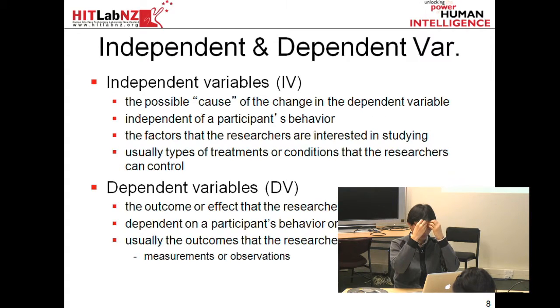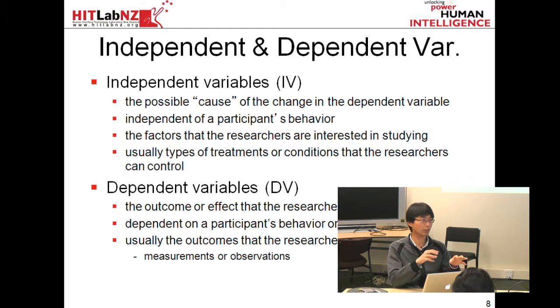So a little bit more detail about each component in your user experiment design. The independent variable is basically a variable that is independent of the participant behavior. So using different keyboards, whatever they do, it's independent from the participant behavior. They cannot change the keyboard layout, right? So it's given to them.